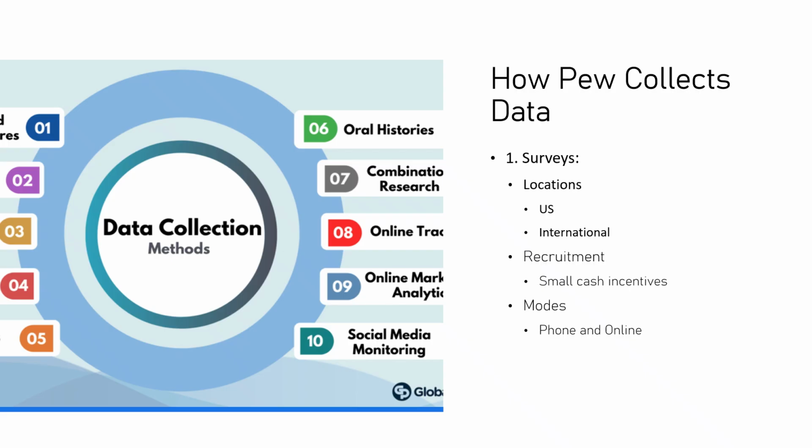Pew utilizes multiple modes for conducting surveys, primarily through phone and online methods. Telephone surveys use a random digital dialing technique, which has become an interesting facet now that we have more cellular phones, and also online surveys. They are specifically through their American Trends Panel, which we'll discuss a little bit more, which is a probability-based sample of U.S. adults.